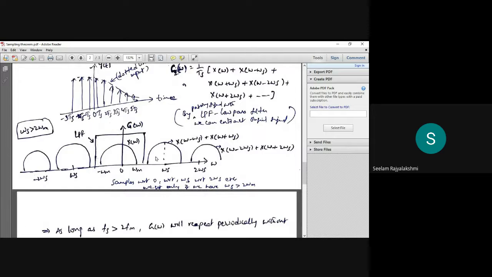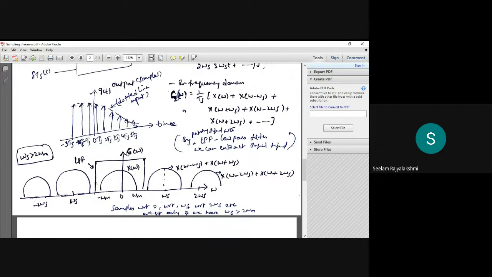And this is the samples. Now let us consider the frequency axis. Here this is 0, and on the right side omega m, omega s, 2 omega s, and on the left side negative values, minus omega m. I forgot to mention negative, minus omega s, minus 2 omega s, and here this is g omega. In the frequency domain we have x of omega, then x of omega minus omega s, plus x of omega plus omega s, and this is the third term.